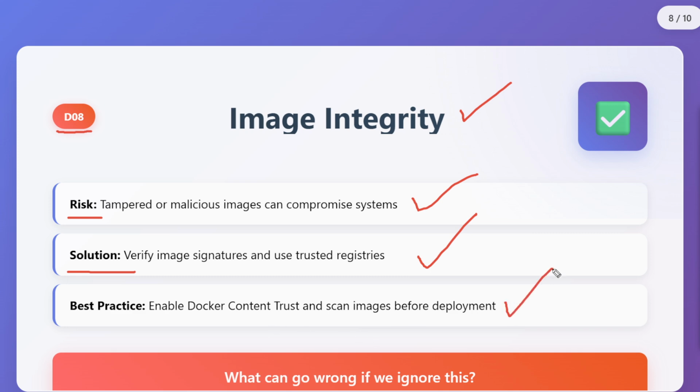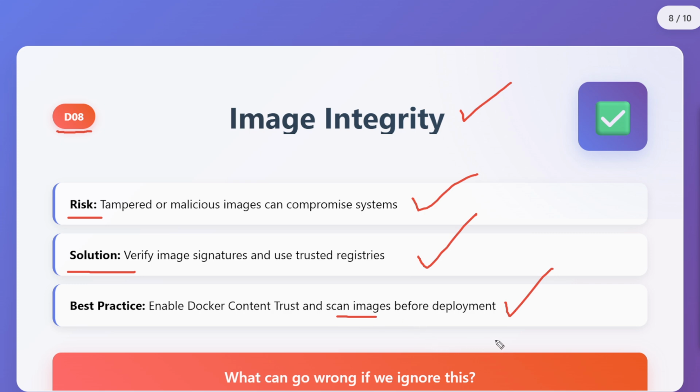And the best practice is to enable Docker Content Trust and scan images before deployment. Turning on Docker Content Trust will basically enforce signature verification. And whenever we are using images, we need to make sure to scan them for vulnerabilities before pushing them into production, especially.